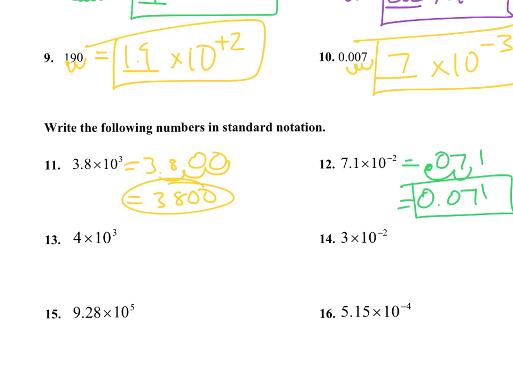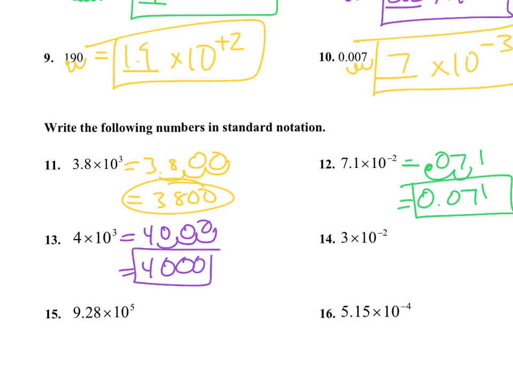On to number 13. On number 13, you've got 4 times 10 to the third power. So I've got a positive exponent, so I'm going to move my decimal to the right. Let's start off with what I know. I've got 4, and I'm going to move my decimal 3 spots to the right. So 1, 2, 3, add my zeros, and rewrite this. So my final answer is 4,000.